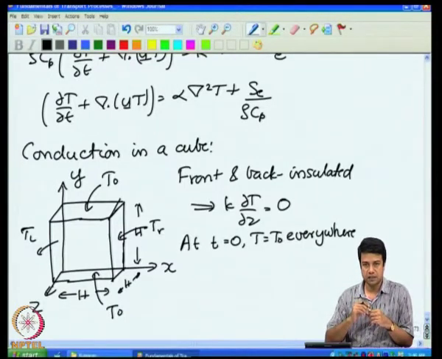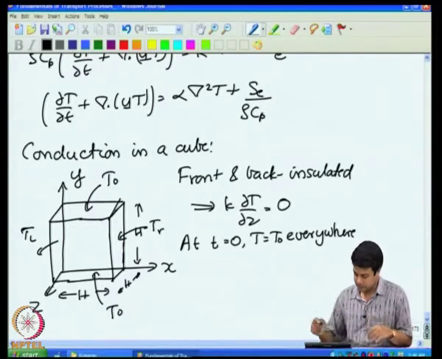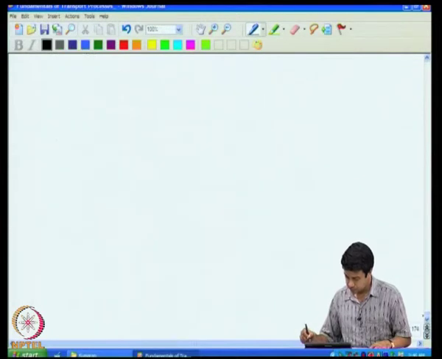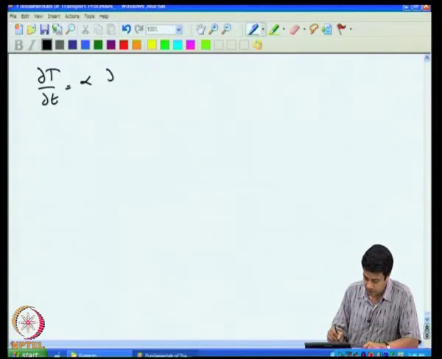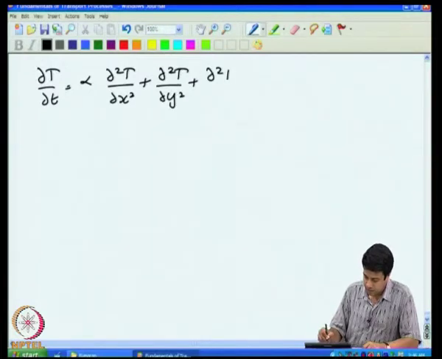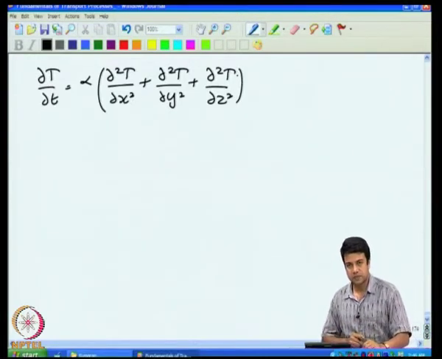This is an unsteady state problem. There is no mean velocity, and therefore, u x, u y and u z are all 0. So, this is an unsteady state diffusion problem. So, let us start. No velocity, therefore, the equation is dT by dt is equal to alpha times d square T by dx square plus the y and z terms. There are no sources or sinks within this volume.